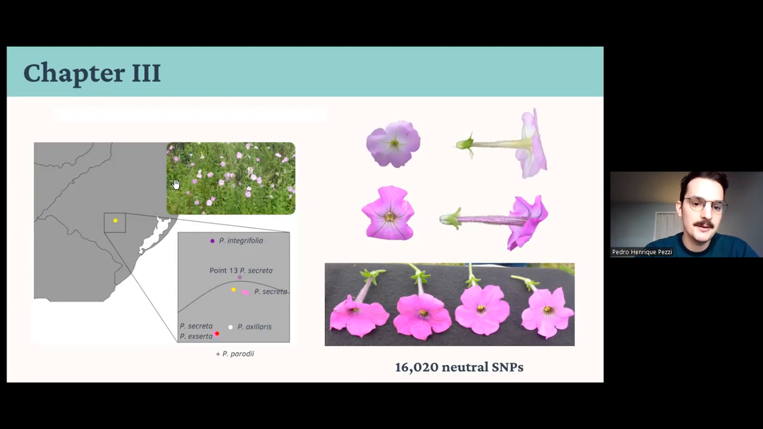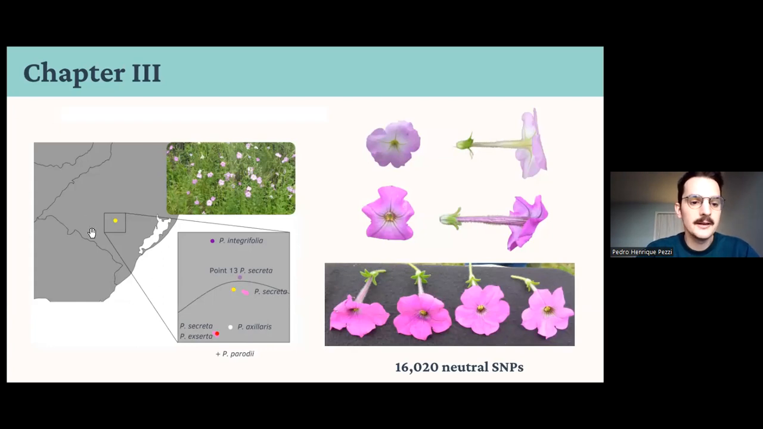And what's interesting about this population is that it occurs in a region where we have a very high diversity of Petunia species. So in this region, we can find Petunia integrifolia, a purple species that belongs to the short corolla tube clade. We can find Petunia secreta, a long tube flower with purple flowers. We have Petunia axillaris, a white one. And also Petunia exserta, a red one pollinated by hummingbirds.